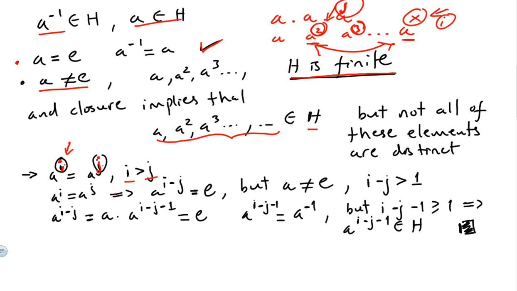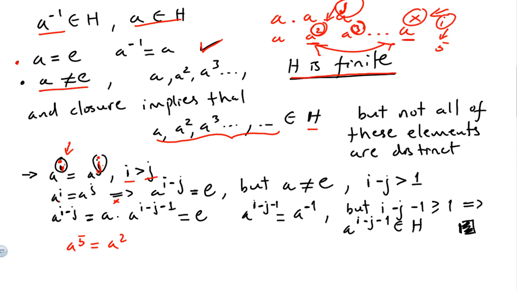Now, I've noticed that this implication here is a bit confusing. So let us imagine that a to the power of i is equal to a to the power of j. Let us, for instance, take i as if it was 5. So it means that a to the power of 5 equals, let us take j as 2, for instance, a to the power of 2.